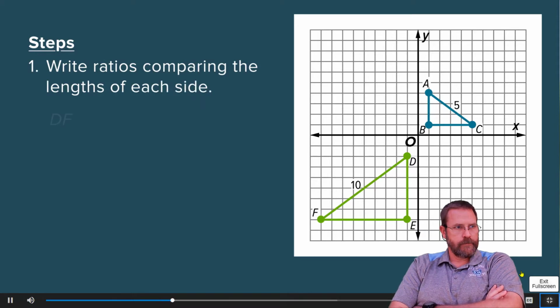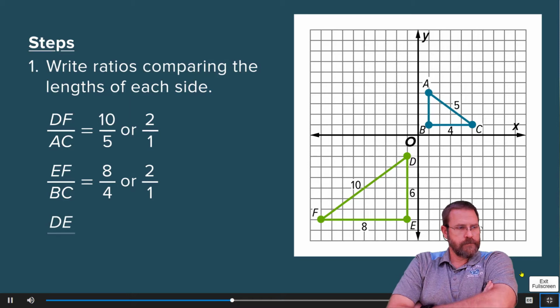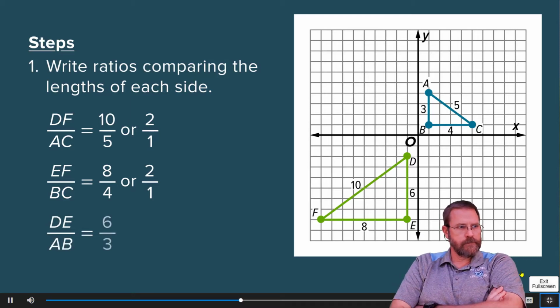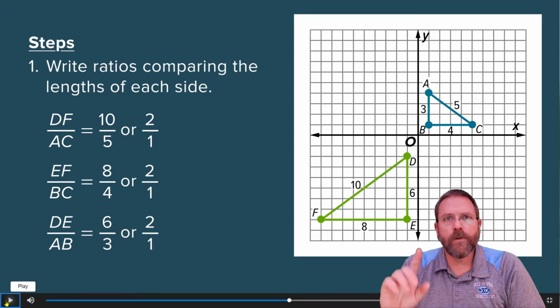The ratio of side D, F to side A, C is 10 to 5, or 2 to 1. The ratio of side E, F to side B, C is 8 to 4, or 2 to 1. The ratio of side D, E to side A, B is 6 to 3, or 2 to 1. The ratios are equal. So triangle D, E, F is the dilated image of triangle A, B, C using a scale factor of 2. Let me pause for just a second.